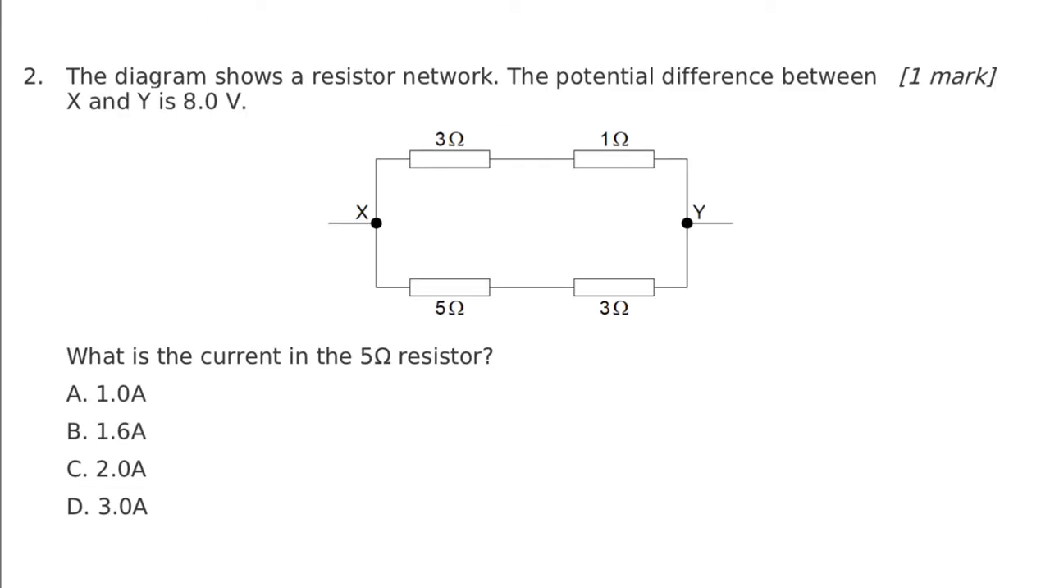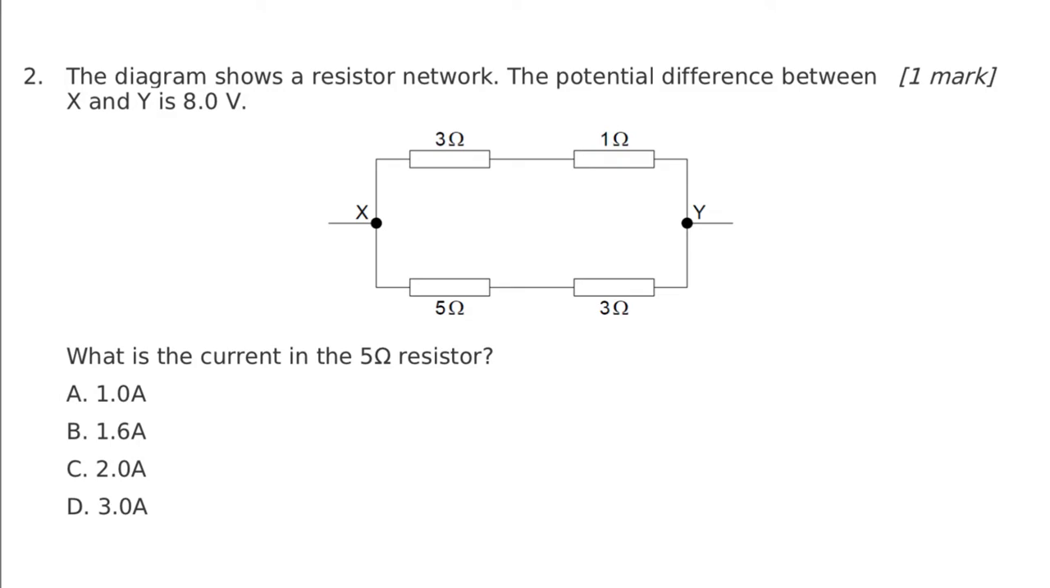Number 2, we've got a resistor network, and we know the potential difference. We want to find out the current in the 5 ohm resistor, and this is where we're going to use our Kirchhoff's laws. Now, Kirchhoff's laws tell us a couple of things. One, that in series, our currents add up. Why is that important here? Well, we can see that the 5 ohm and the 3 ohm resistor are connected in series, and so therefore they're actually going to have the same current running through them.